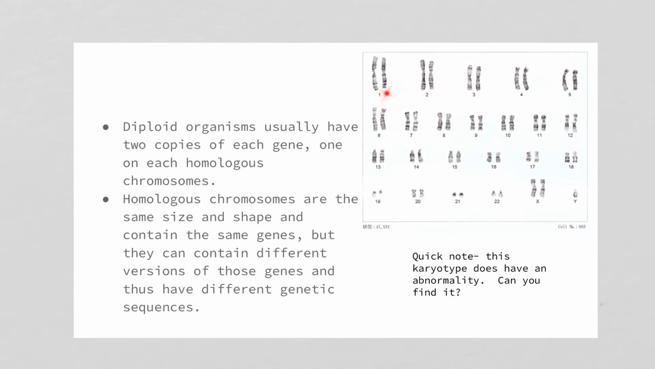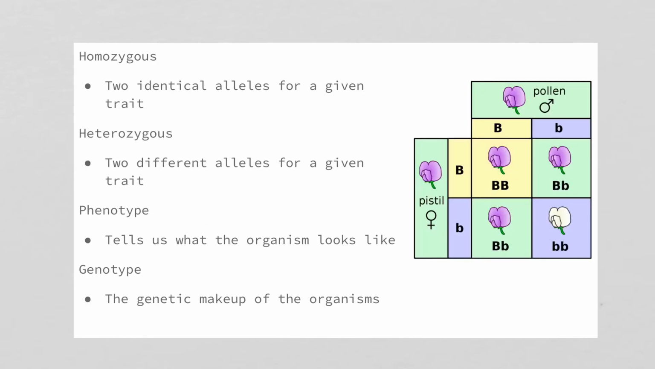You might get a trait from the paternal side of the family, but you're going to have the same type of gene on those chromosomes. And these are just examples of some of those chromosomes. This karyotype does have an abnormality. Can you find it?